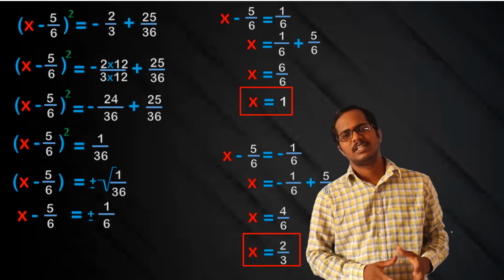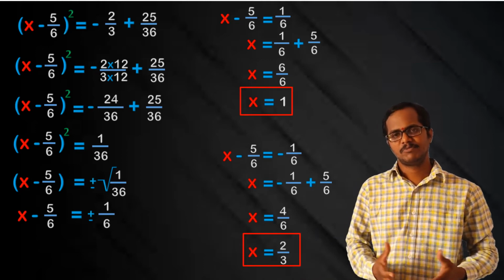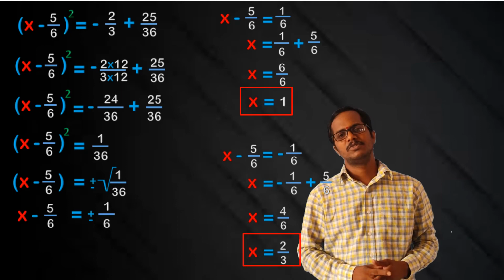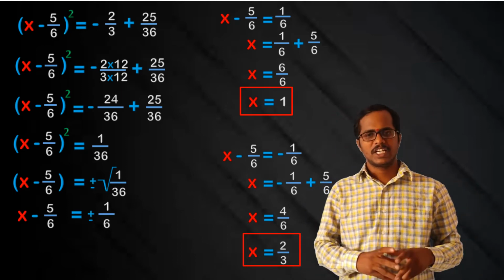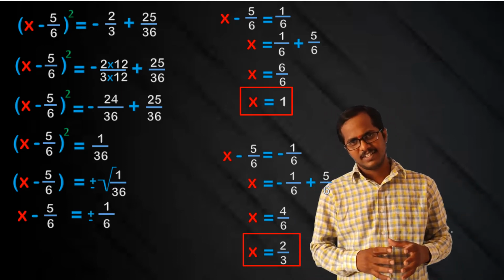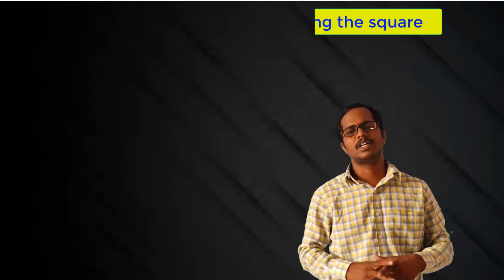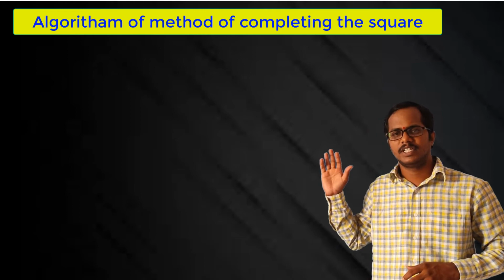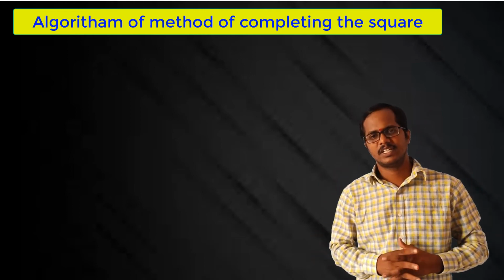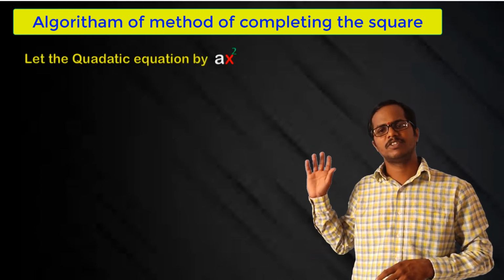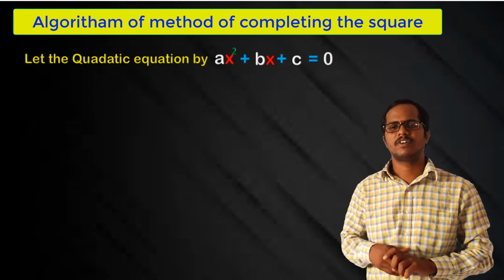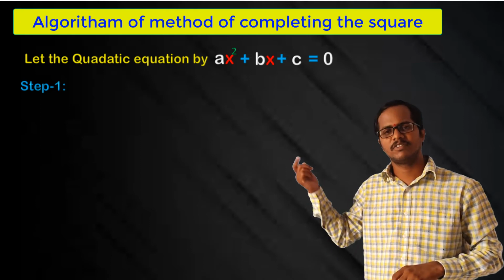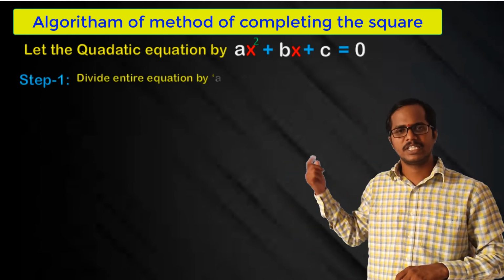But here, instead of the factorization method, we used the method of completing the square. From these two examples, we can write the algorithm for the method of completing the square. In this, first let us consider the given quadratic equation as ax square plus bx plus c equals 0. In the first step, we have to make the x square coefficient 1. For that, we have to divide the entire equation by a.